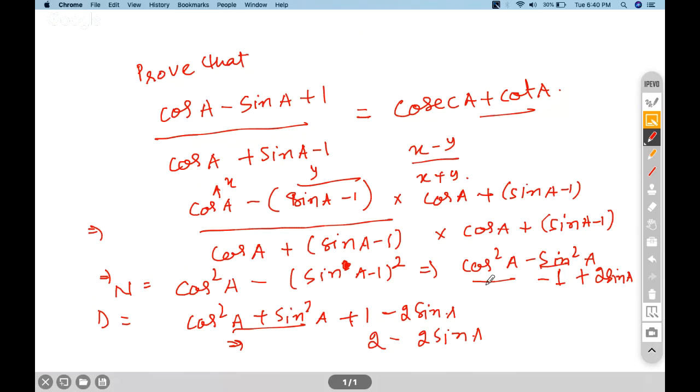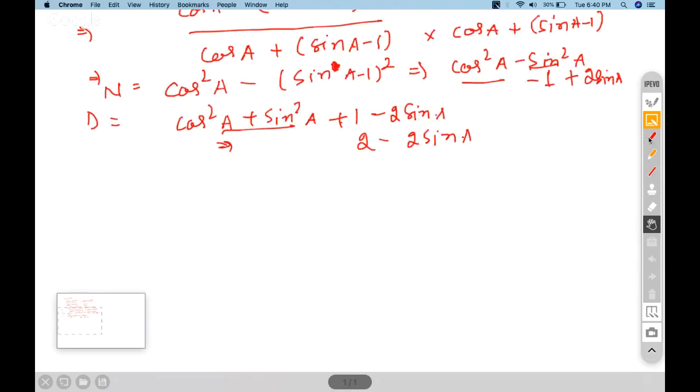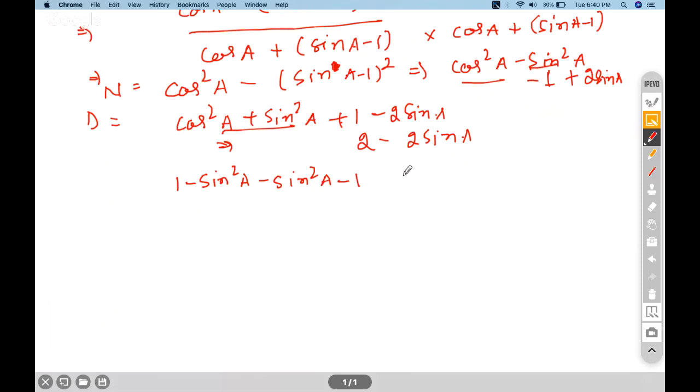So you look at here, this is nothing but, let me solve here now. Cos square A can be written as 1 minus sine square A. So numerator is, now I'm writing 1 minus sine square A minus sine square A minus 1 plus 2 sine A divided by 2 minus 2 sine A.